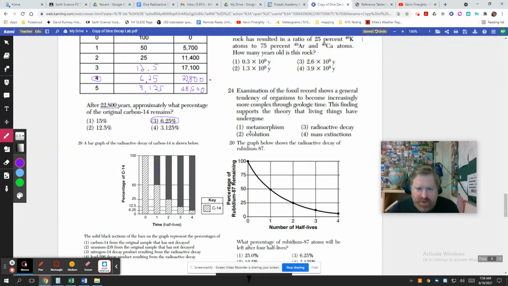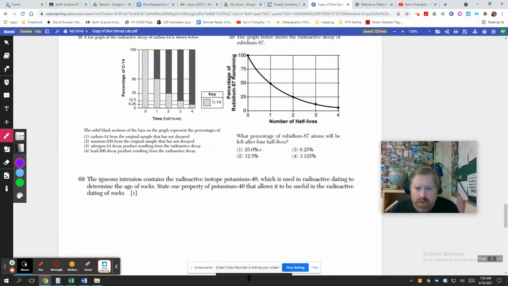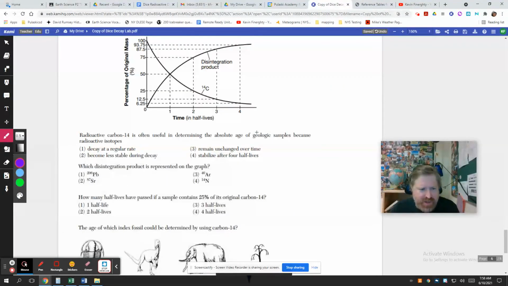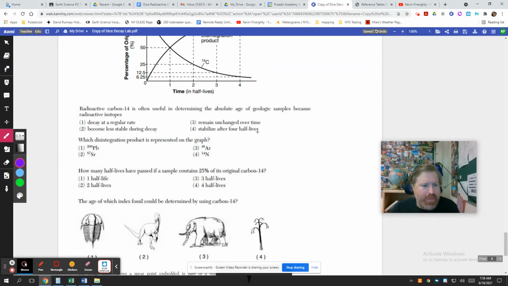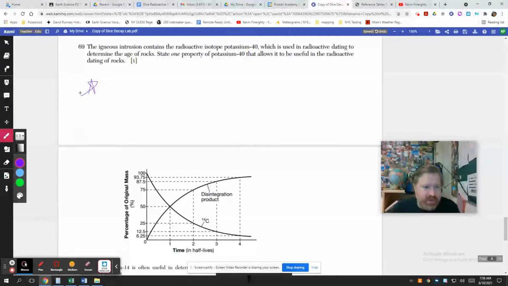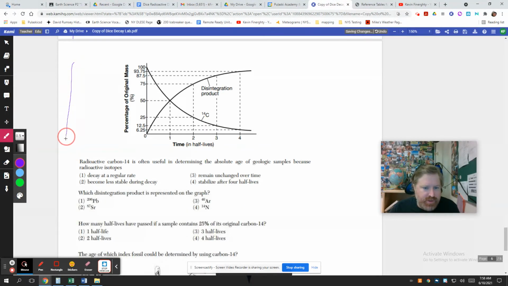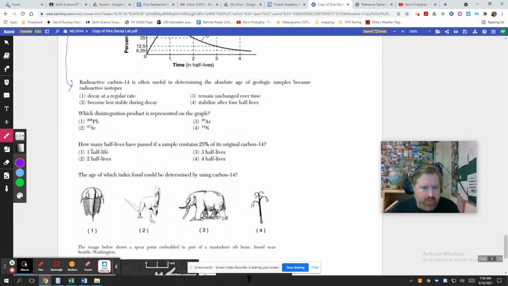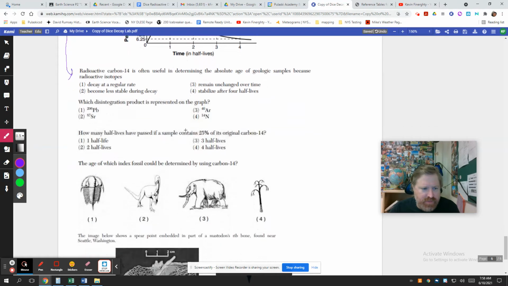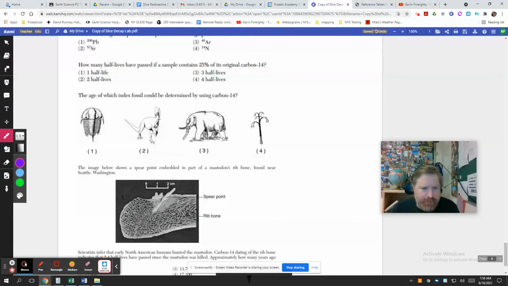This is kind of stuck in there because we were going in a different order last year. The fossil record has shown shifts in life through time, which is evidence of evolution. After 4 half-lives, what percentage? Again, you can steal from that chart. Once you kind of figure this thing out, these are all pretty repetitive. Again, what we said here, this question number 69 is very similar to this question right here. What disintegration product is represented on the graph? Carbon-14 turns into what? You've seen that question before, not too long ago. 25%, you can do that.